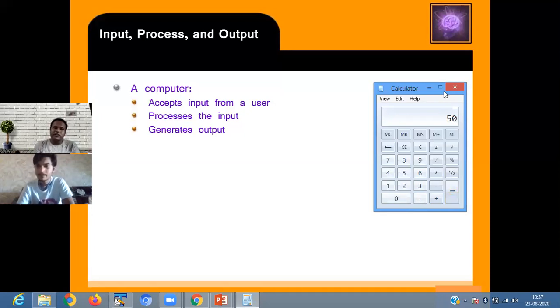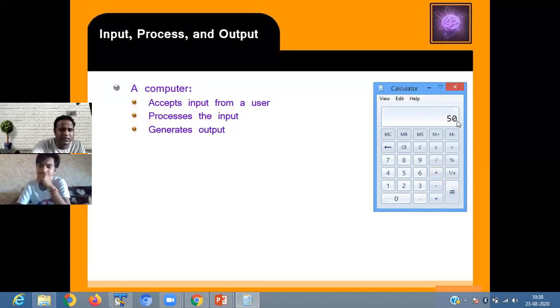How did it happen? First of all, it takes the input from us. Then the processing happens when you have pressed the equal symbol. Then it generates the output, that is 50.